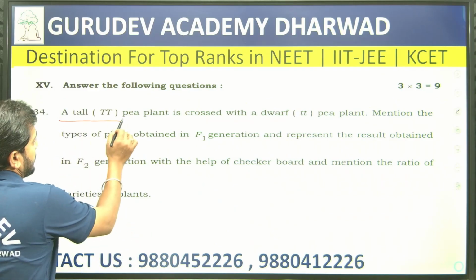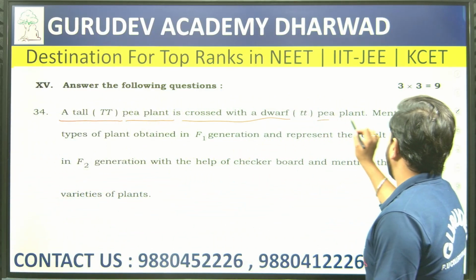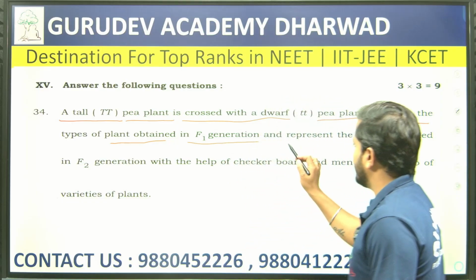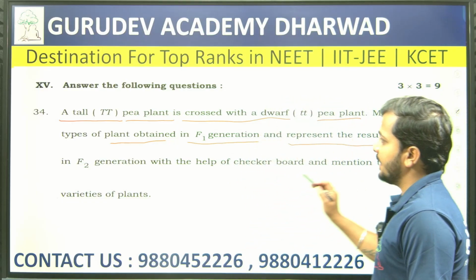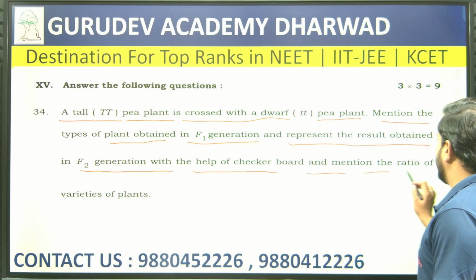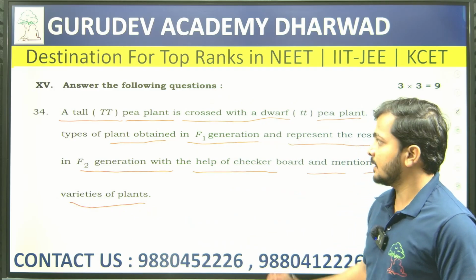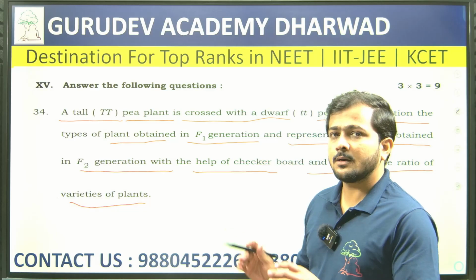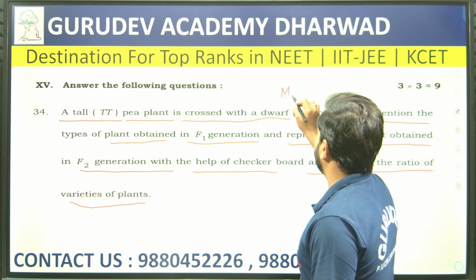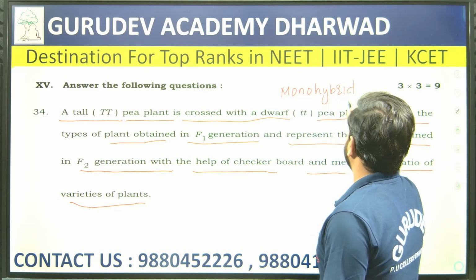A tall pea plant is crossed with a dwarf pea plant. Mention the types of plant obtained in the F1 generation and represent the result obtained in the F2 generation with the help of a checkerboard, and mention the ratio of the varieties of plant. Overall this is the Mendelian concept, which we call the monohybrid cross.